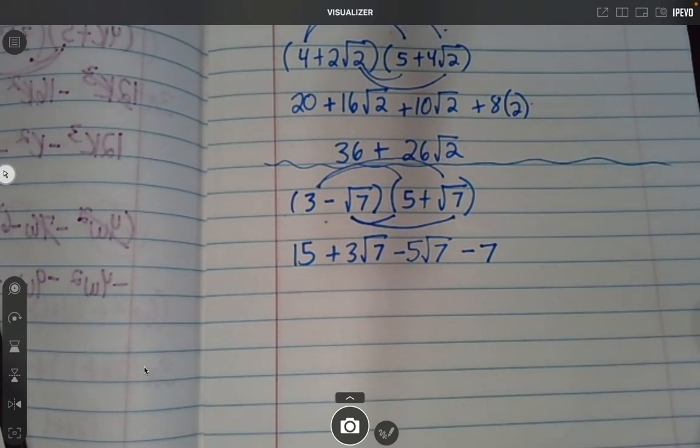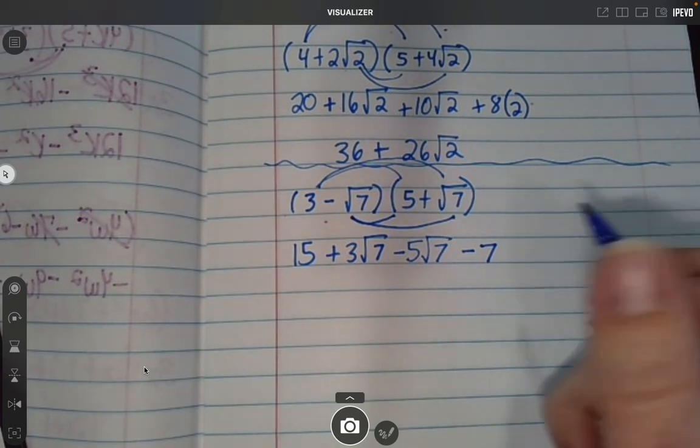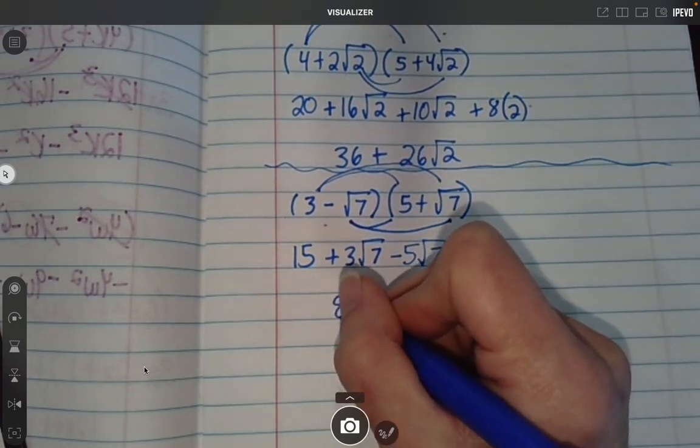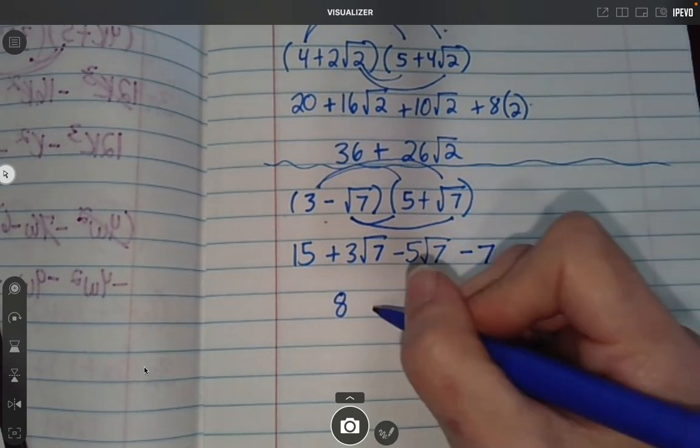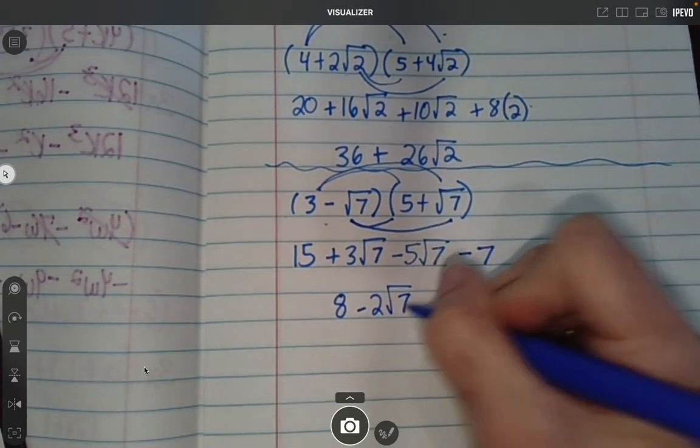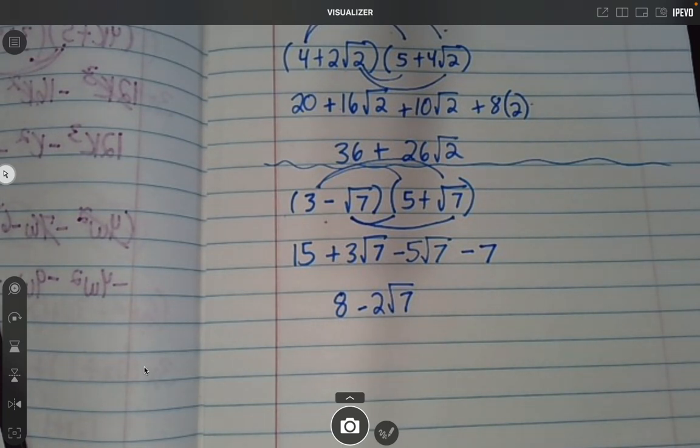Combine what you can. What's 15 minus 7? 8. And then 3 minus 5? Negative 2. There we go.